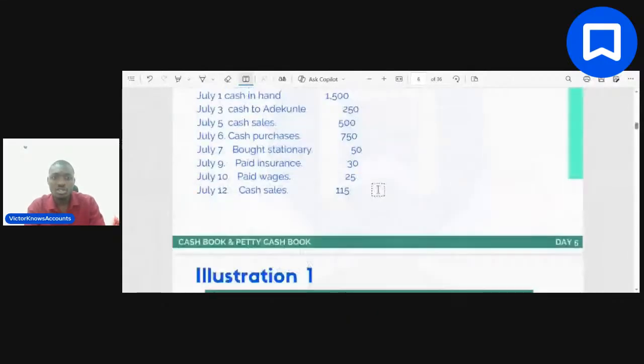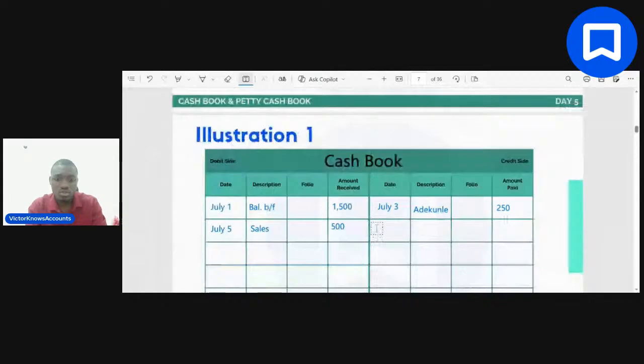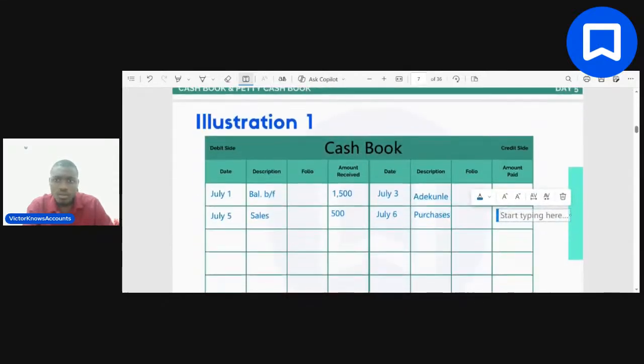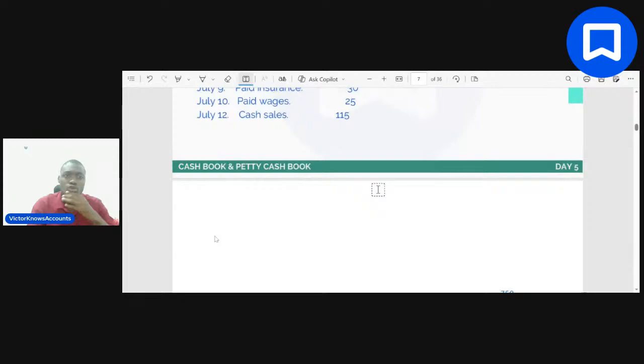Then you have cash purchases. That's July 6. That's going to your debit side. So July 6, come here, you say purchases of 750. Alright.